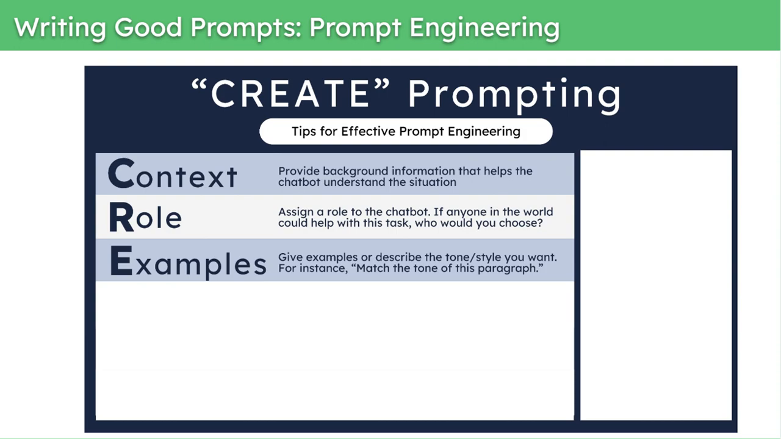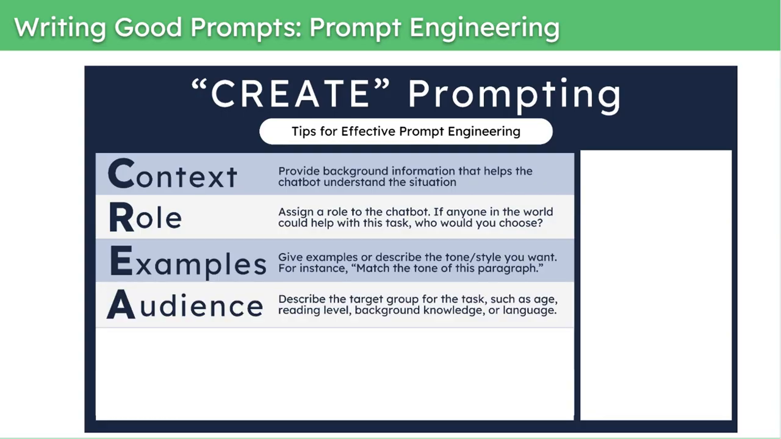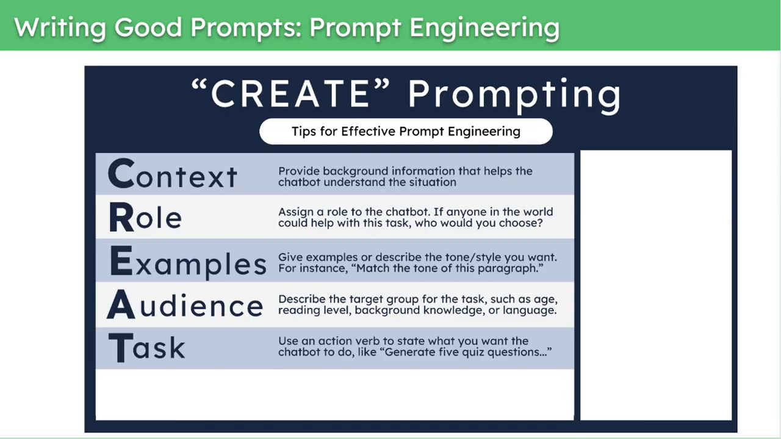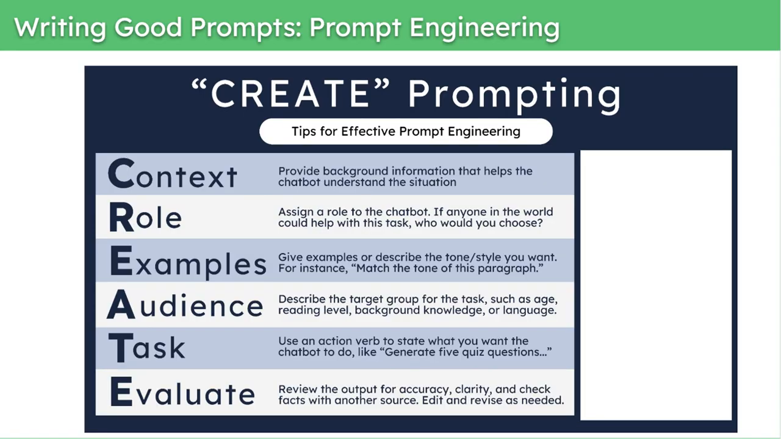Provide examples of what you're looking for, or give it an example of something you've written if you're trying to have it match the tone of something that you're working on. Give it the audience who you want it to give its output for. Is it written at a certain reading level? Is it an overview with bullet points? That would be involved in audience. The task, the actual action you want it to do. And then don't forget to evaluate the output.